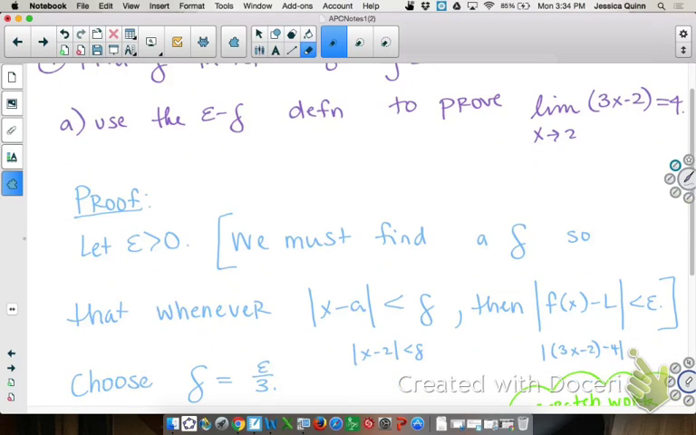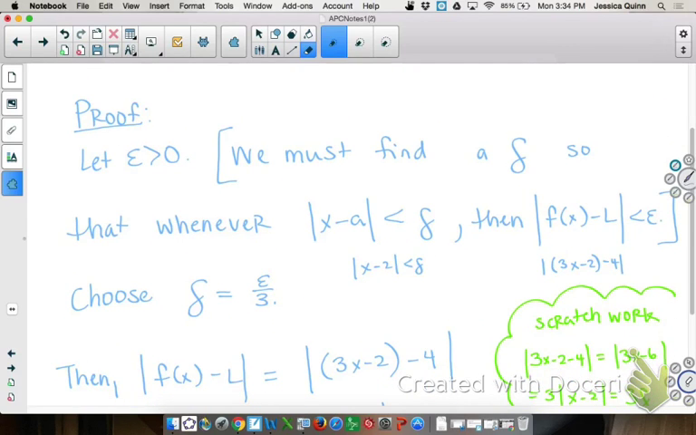So I wrote the actual proof in blue. The first step of the proof is just to state that we're going to let epsilon be greater than 0. And the brackets right here are just a reminder to me of what I'm doing. Okay, so the epsilon-delta definition of a limit tells us that we have to find a delta so that whenever the absolute value of x minus a is less than delta, and in this case x is approaching 2, so just below it I wrote absolute value of x minus 2 is less than delta, then the absolute value of f of x minus L is less than epsilon.